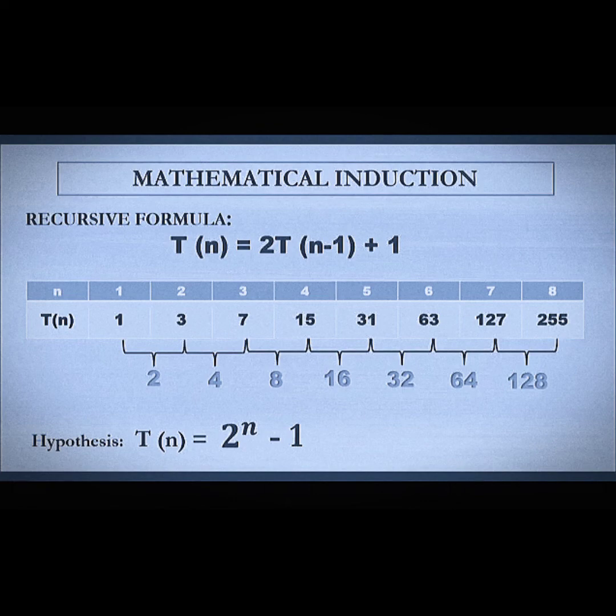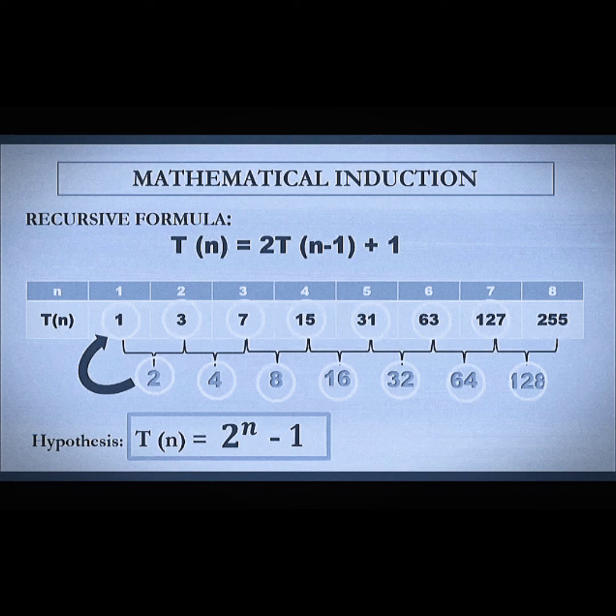Let us see the difference. 2 minus 1 is 1. 4 minus 3 is 1. 8 minus 7 is 1, and so on. As you can see, their difference is 1. That is why we have minus 1 here in our hypothesis, 2 raised to n minus 1.